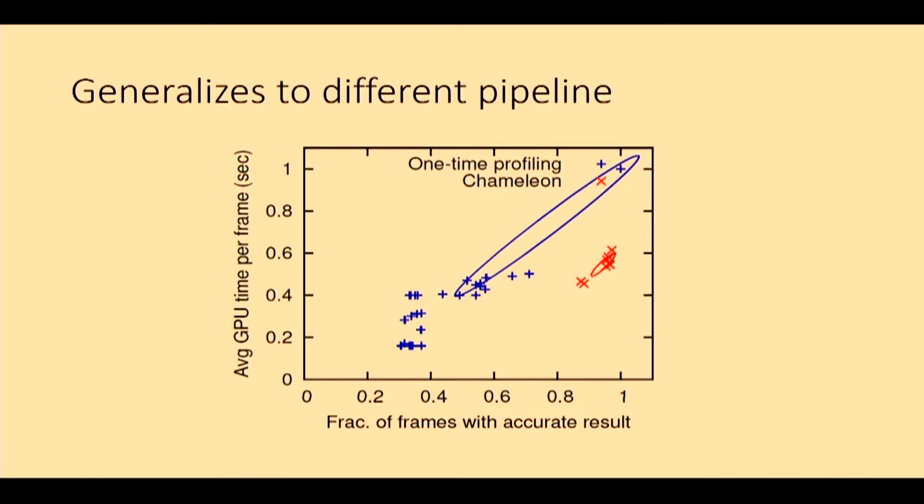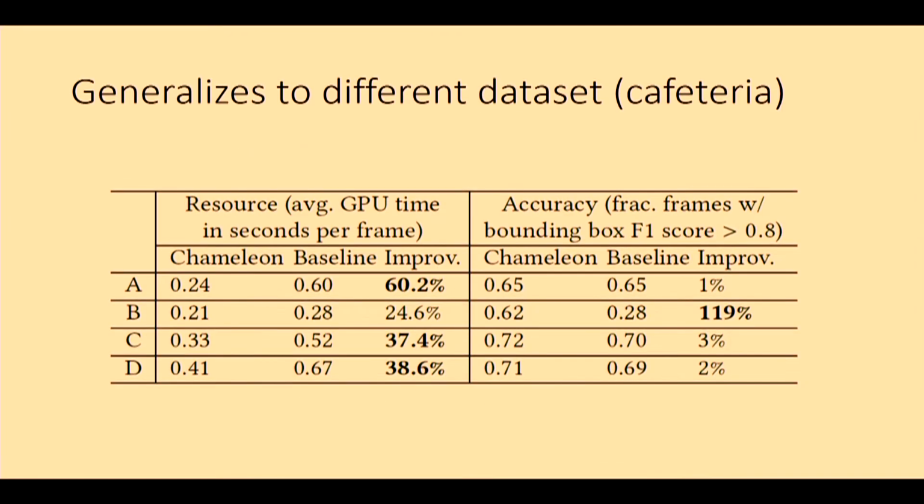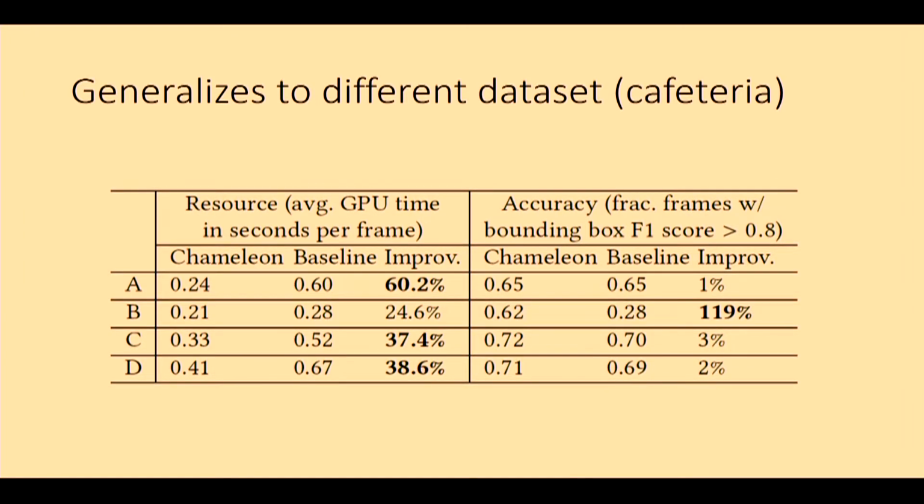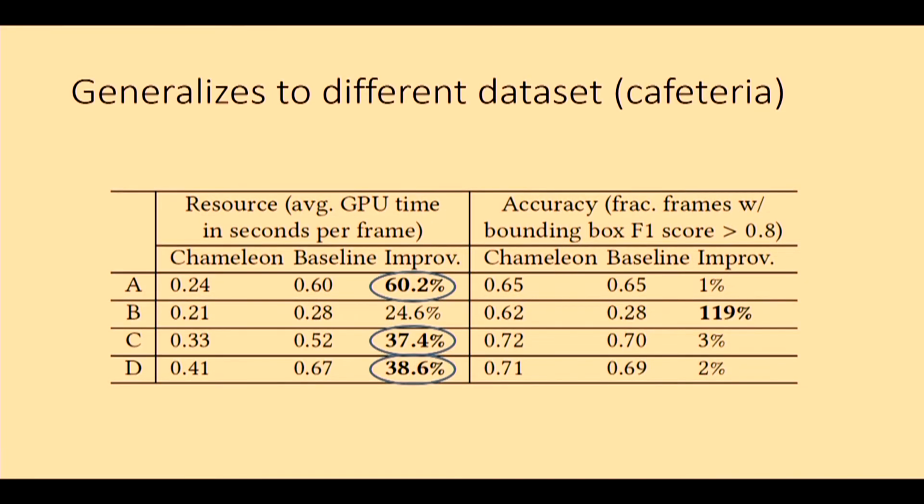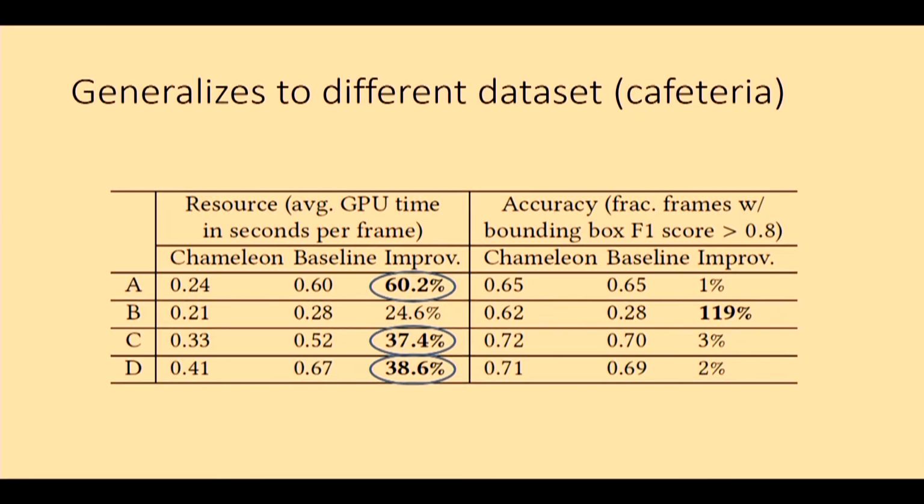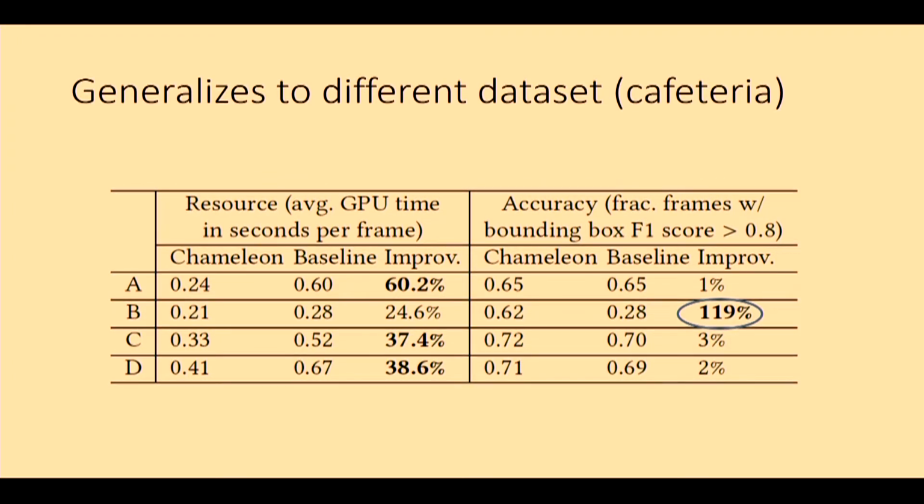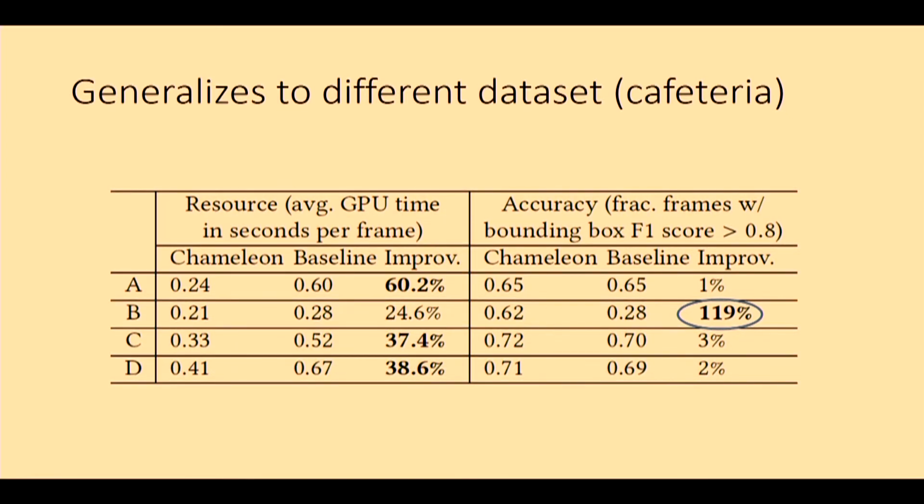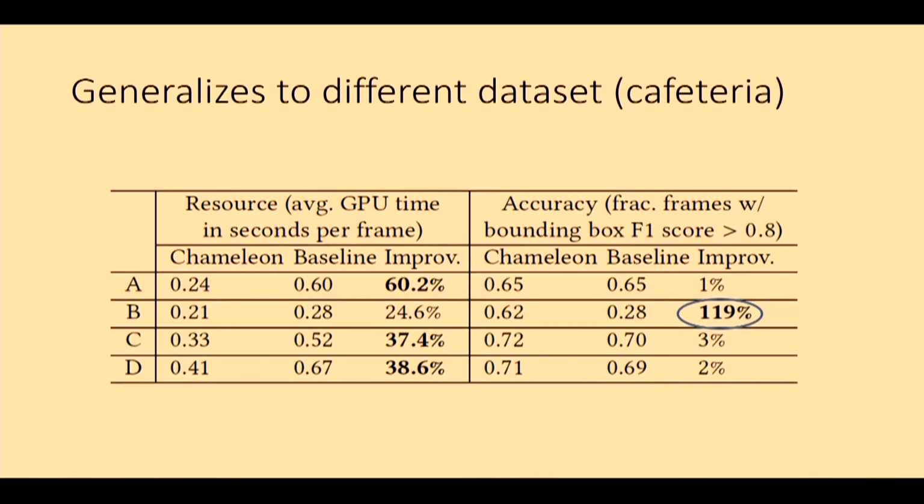We also tried applying Chameleon to a different data set. And I'm showing it in a different way here, but this is the cafeteria data set. And A, B, C, and D here represent different groups of cameras, okay? And I just want you to look at these numbers. So for groups A, C, and D, we were able to improve cost by a significant amount while maintaining accuracy. And in the last group, we reduced cost by a little bit, but the bigger deal was that we improved accuracy by a substantial amount. So Chameleon helps in both ways. It sometimes will help you with cost, sometimes with accuracy, and sometimes both.